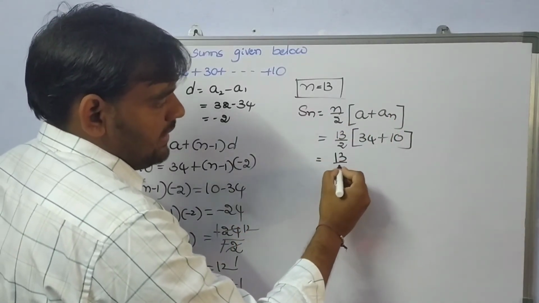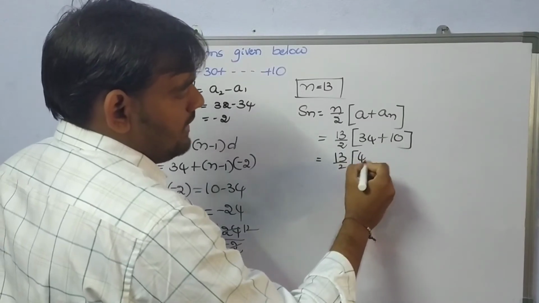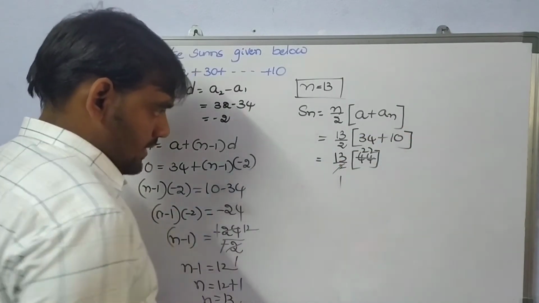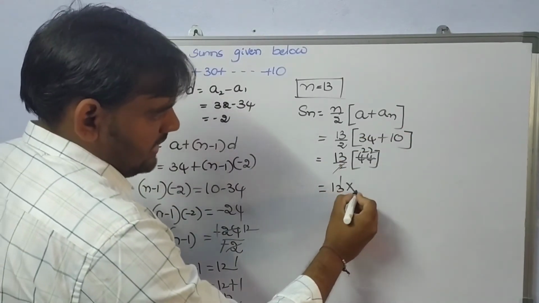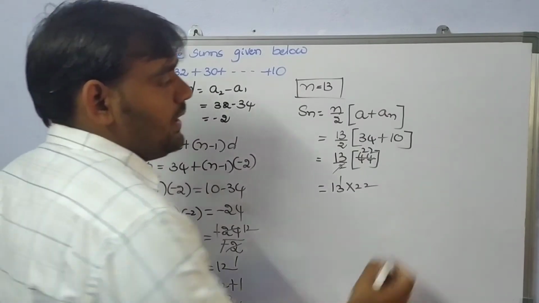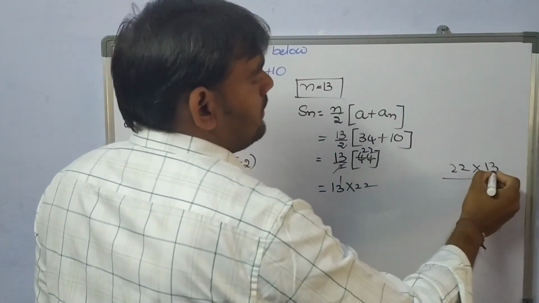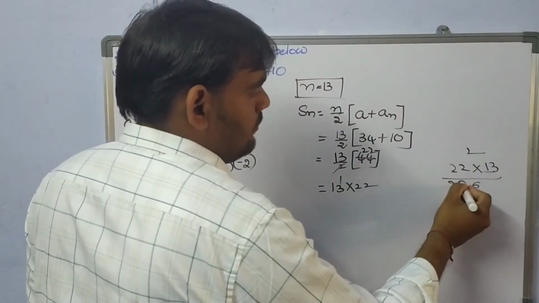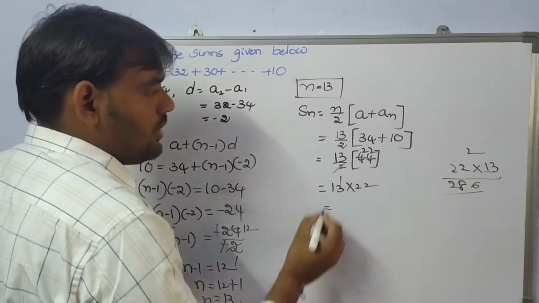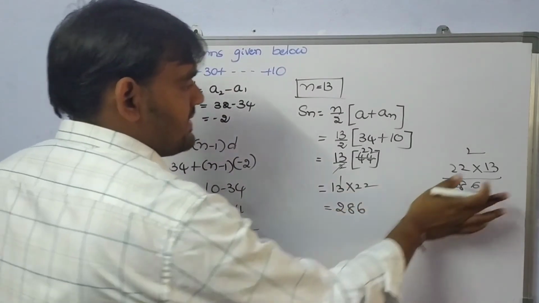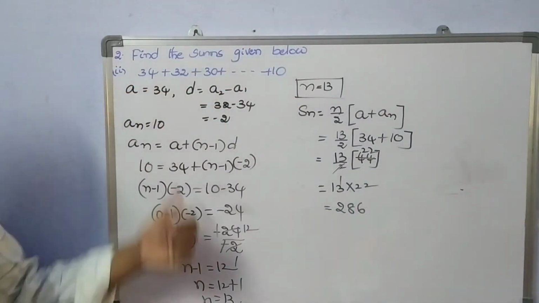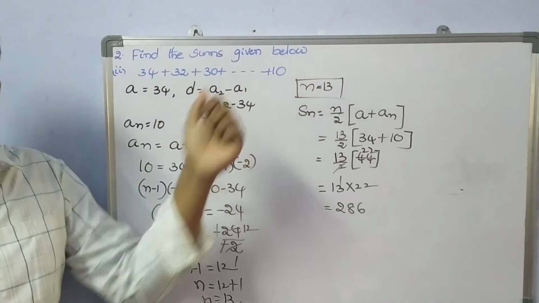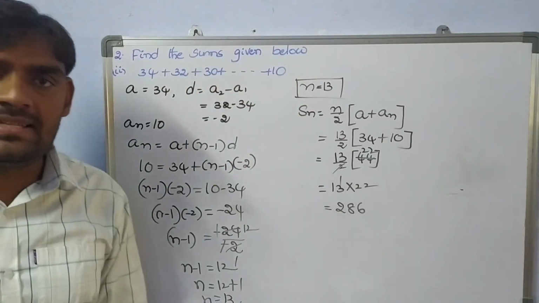Now 13 by 2 into 44. After that, 2 ones are 2, 2 22s are 22. So here we get 13 into 22. 13 2s are 26, 13 2s are 26 plus 2, 286. Therefore, 13 into 22 is equal to 286. The sum of 34 plus 32 plus 30 and so on plus 10 is equal to 286.